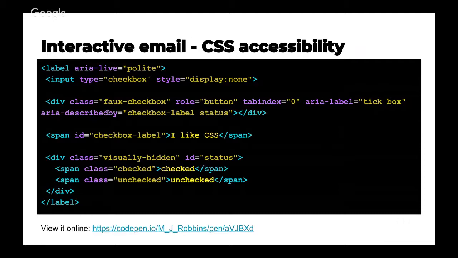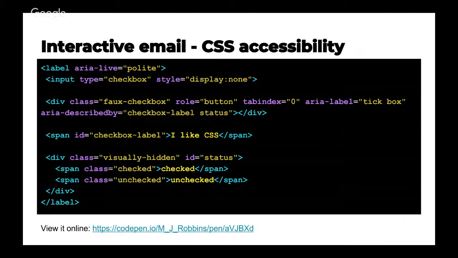But this is a div, so it has no context. So we add role button onto this, so that this is now seen as a button, and that also makes it clickable from a screen reader. And tabindex 0, so it's focusable as well. So we can tab to it, we can click it. To give it a name, I've added the ARIA label tick box. So as you focus on it, it will say this is a button or a tick box.